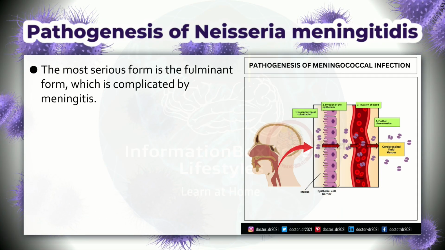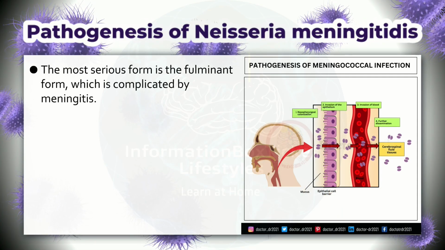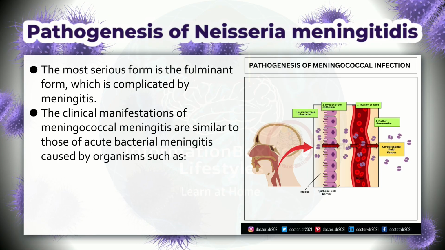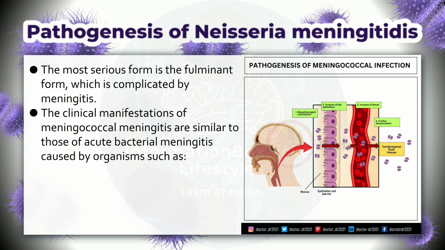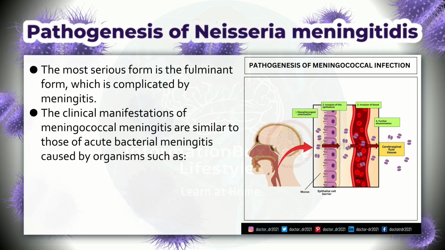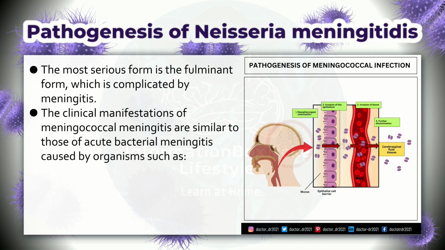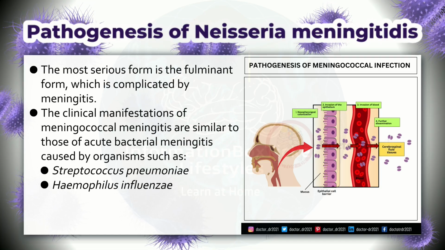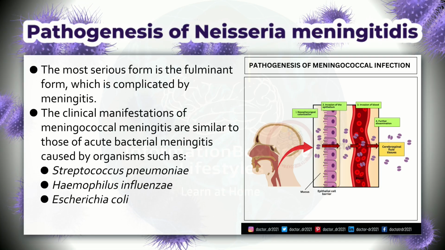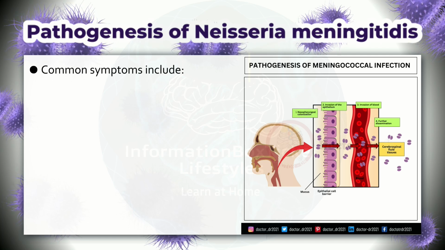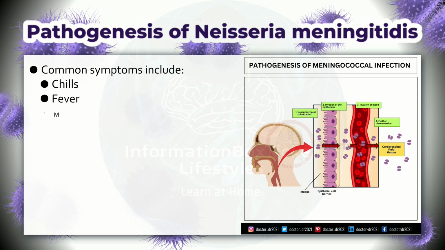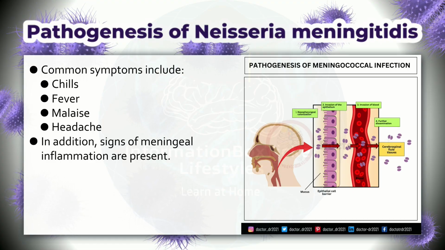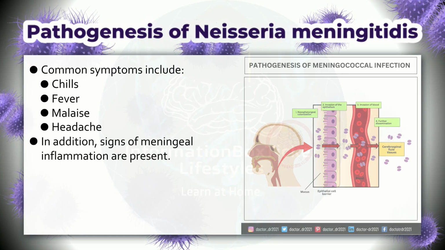The most serious form is the fulminant form, which is complicated by meningitis. The clinical manifestations of meningococcal meningitis are similar to those of acute bacterial meningitis, caused by organisms such as Streptococcus pneumoniae, Haemophilus influenzae, Escherichia coli. Common symptoms include chills, fever, malaise, headache. In addition, signs of meningeal inflammation are present.